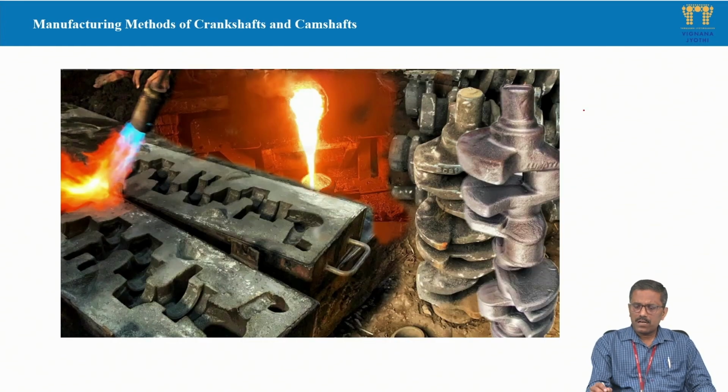You can see here, this picture shows die casting. These are the two dies, the lower die and the upper die, and here we pour the molten metal. After solidification we extract the camshaft.